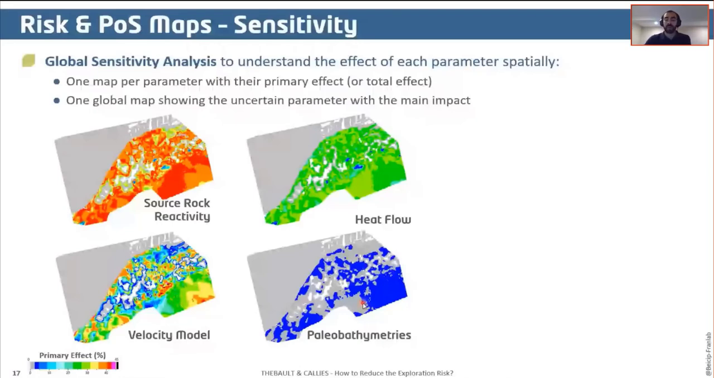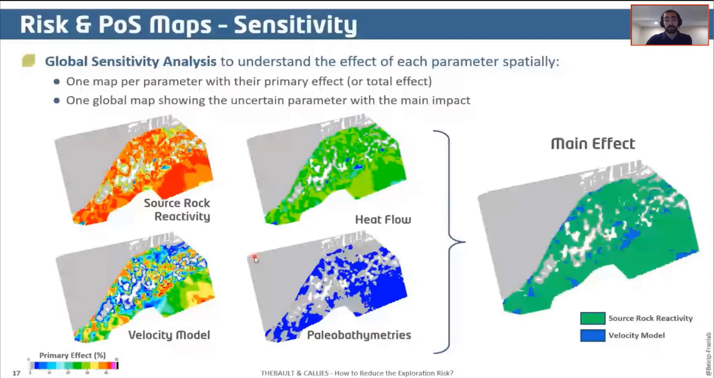And all that can be combined into one map, which is a global map showing the main effect. So laterally, you know that, for example, if you have an accumulation, so if you have a block in that area, the main element you need to focus on is your source rock reactivity, so whether it's more type 2 or type 3 source rock. And if you are more in that area, you see that what you need to focus on is more the velocity model, so the actual depth of the source rock within your model. And that would be the more critical element to characterize the maturity of the source rock.